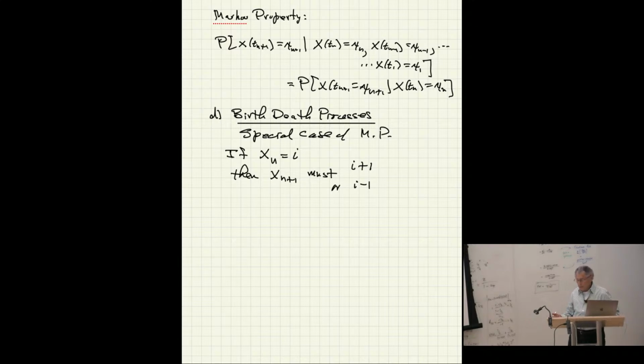And the model is pretty clear. If you think of what birth-death means, you have a population. If there's a birth, the population grows by 1. If there's a death, the population drops by 1. It's a rather interesting model. It comes up in queuing theory quite a bit.